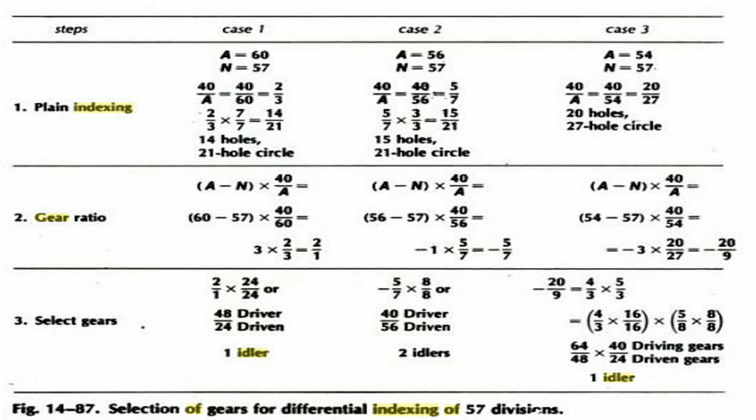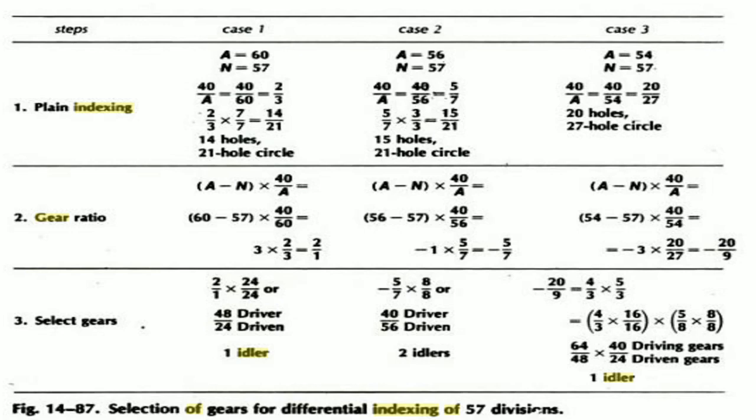For case 3, step 1 is plain indexing, where a is equal to 54, n is equal to 57. We can write 40 divided by a is equal to 40 divided by 54, because a is equal to 54. That means 20 divided by 27. So here 20 holes in the 27 hole circle.